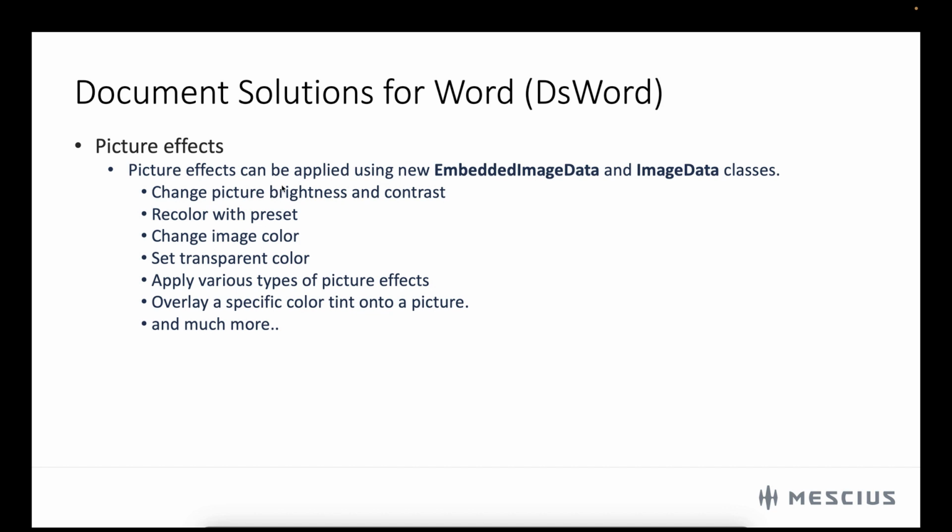This enables users to apply a diverse range of effects to pictures, and this not only enhances the visual appearance of the document but also streamlines the process of incorporating MS Word supported picture effects through code. So with these two additions, you can accomplish the following scenarios like changing picture brightness and contrast, recoloring an image with preset colors, changing image color, or setting transparent color on images, applying various types of picture effects using the image effects class, or overlaying a specific color tint onto a picture, and many more such scenarios.